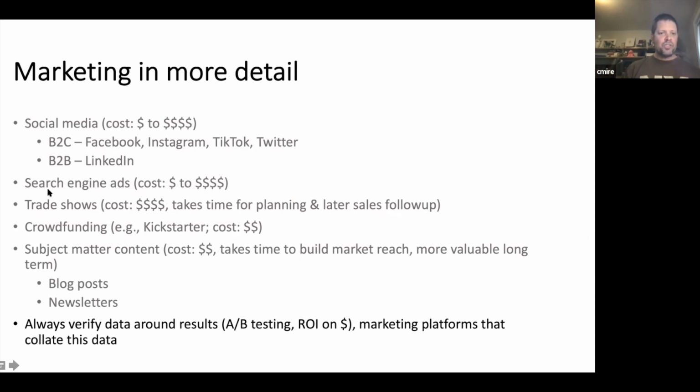All right. So always verify the data around the results, A/B testing and ROI on your spend for marketing. And there are marketing platforms that collate this data. So one example is HubSpot. HubSpot is a CRM, and there are other CRM platforms out there as well. One is like a Centrix One CRM, I believe, which is a Canadian company. And anyway, some of these CRM platforms, basically, they have marketing engines built in them.